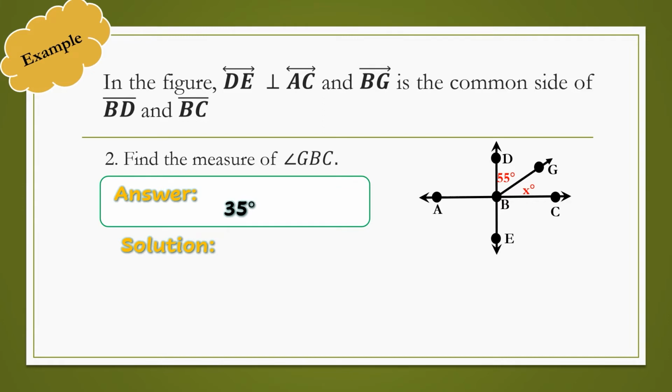For the solution, we have the measure of angle GBC plus the measure of angle DBG is equal to 90 degrees. Substituting the values, we have angle GBC is x and angle DBG is 55. So x plus 55 equals 90. By addition property, we have x is equal to 90 minus 55. So 90 minus 55 is equal to 35 degrees.